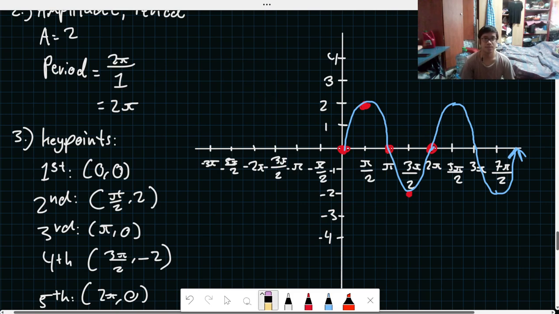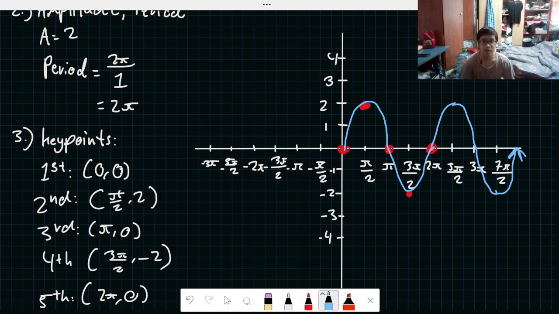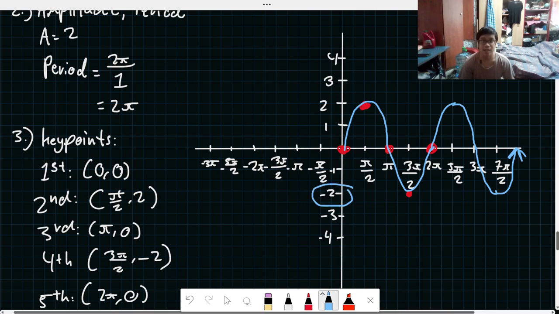So in this case, we're going to go down, to be particular, until negative 2. So we go from here to here. Then going back to the middle, which is here. Then going up here. Then middle, then down, then middle, then up. And here you can now stop, then put an arrowhead.